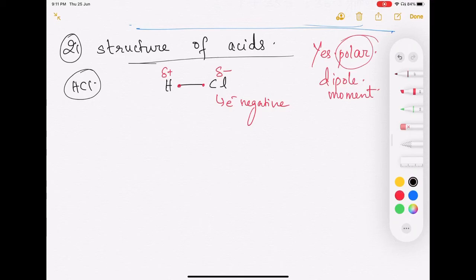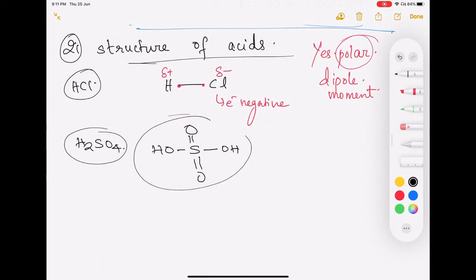Now the next acid is your sulfuric acid. H2SO4 is your sulfuric acid, or the king of acids. Its structure is S double bond O, double bond O, and one OH connected like this, and here also one OH. Right? Here you have to remember one thing. If ionizable hydrogen is present in the form of OH and is connected to the central non-metal, such types of acids are known as oxyacids. Oxyacids, right?